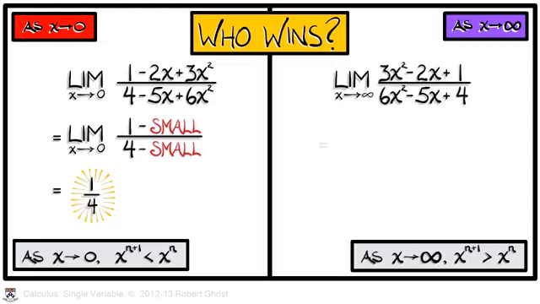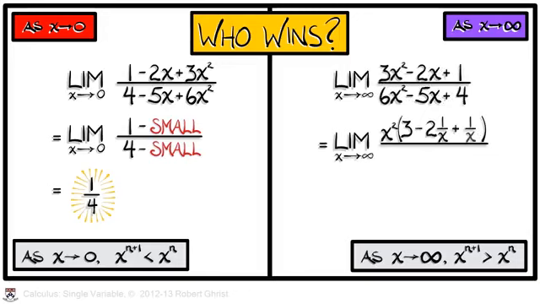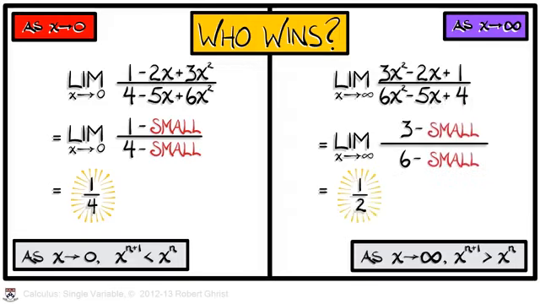What we have to do is switch things around a little bit, factor out the highest order power of x, in this case x squared, cancel that, and what we see left over is 3 minus something small over 6 minus something small, giving a value of 1/2 in the limit.